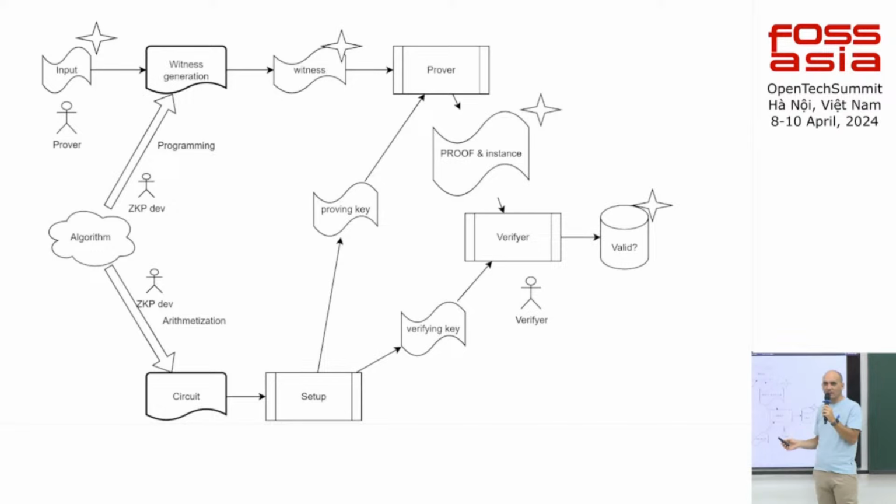I don't know if everyone understands this. So this is an overview, from a programmer's point of view, of what they have to do to generate a zero knowledge proof protocol.